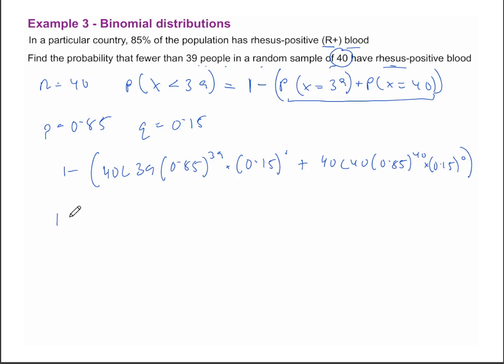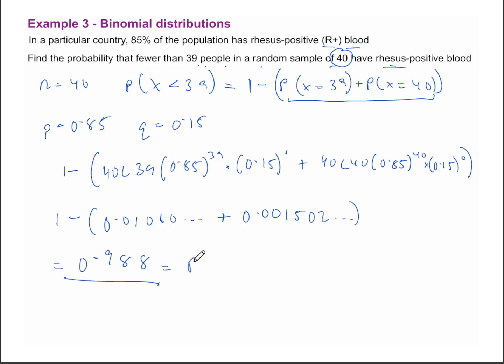This gives us 1 minus 0.01060 and so on plus 0.001502 and so on. This ends up giving us 0.988 to 3 significant figures, which is the probability that fewer than 39 people have R positive blood.